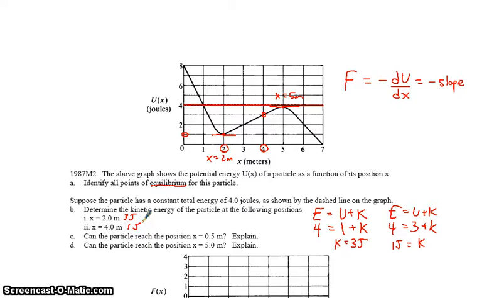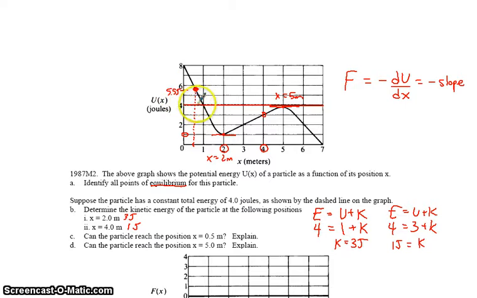Can the particle reach the position x equals 0.5 meters? x equals 0.5 meters is here. And if you go up and look at the graph, that corresponds to that much potential energy, which looks to be about 5.5 joules of potential energy. So the answer is no.